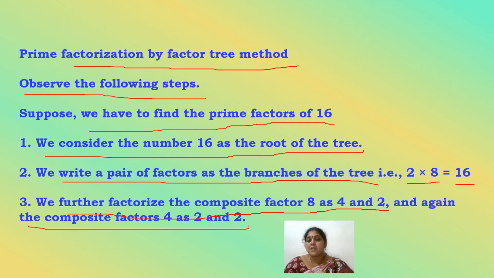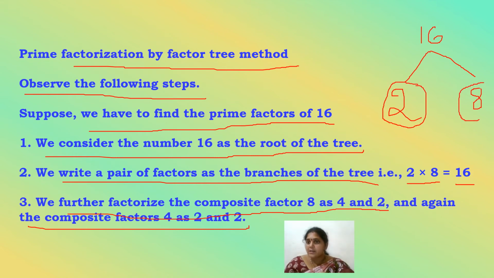What is the meaning here? What will be the root here? Our root is 16. So this 16 is divided into the branches of the tree. What are the branches here? 2 into 8, right? 2 is already a prime number, so we will not touch 2. 8 is a composite number, that's why we will touch 8. Now this 8 will become the root and we have to convert that into branches. That will become 4 into 2. 4 2s are 8. Now 2 is a prime number, don't touch that.